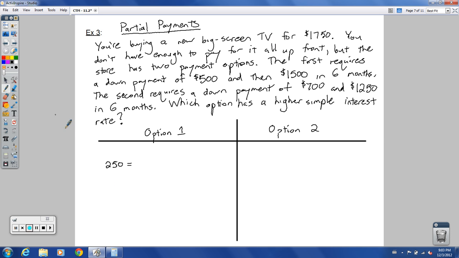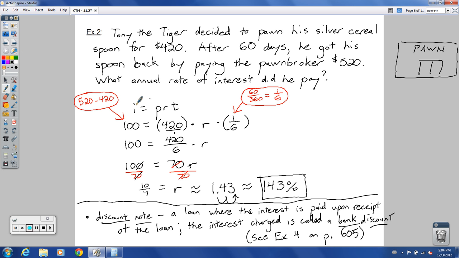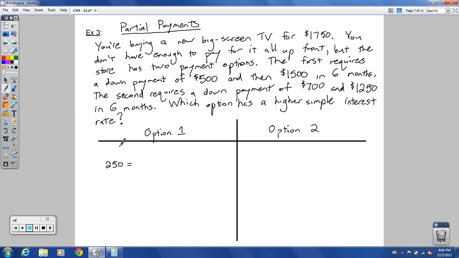So where did this number come from? This 250. We're going back to this equation. I'll write it down here: I equals PRT, just so you know where that came from. This is the interest with option 1. So here's option 1. I will do this in my different color here. So please write this down in a different color as well.